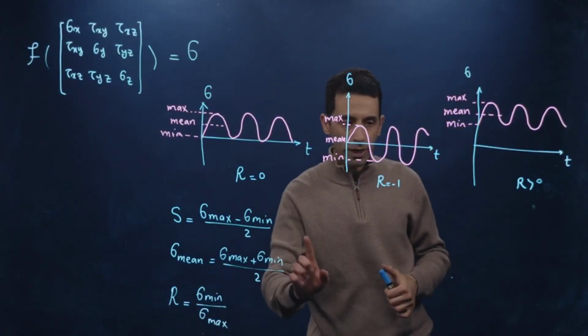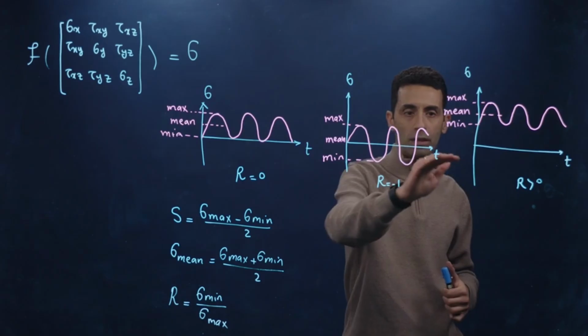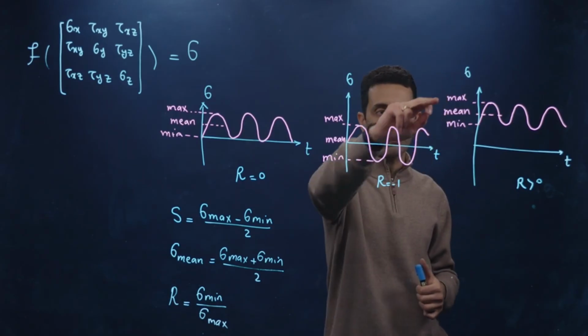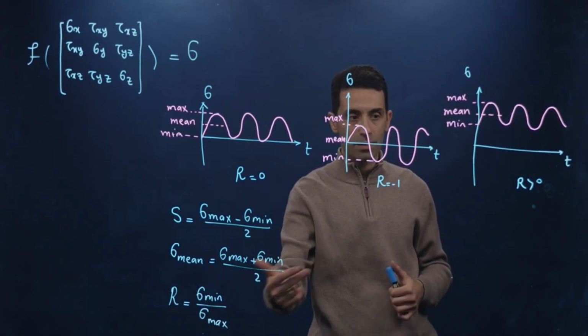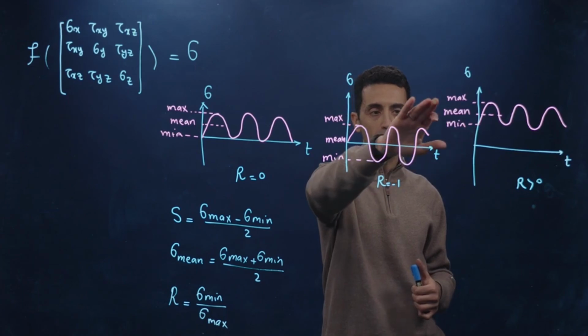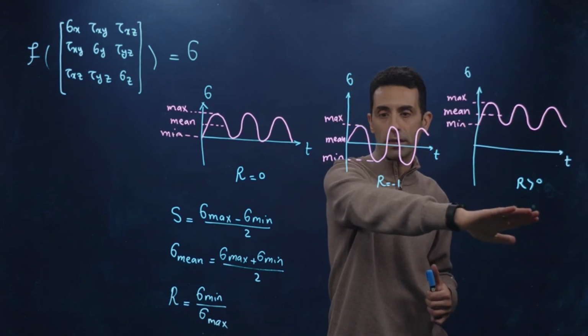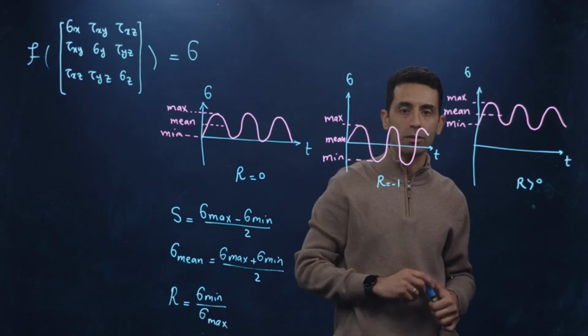So just a bit of correction here. In this situation, both minimum stress and maximum stress are bigger than 0. So min divided by max actually gives us R bigger than 0. So this is the correction I need to make.